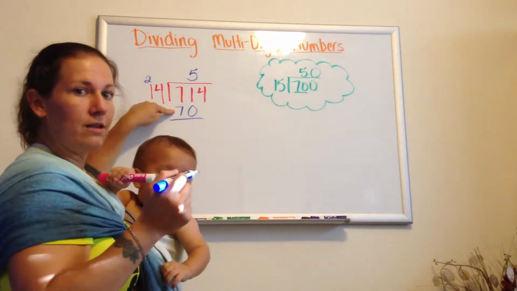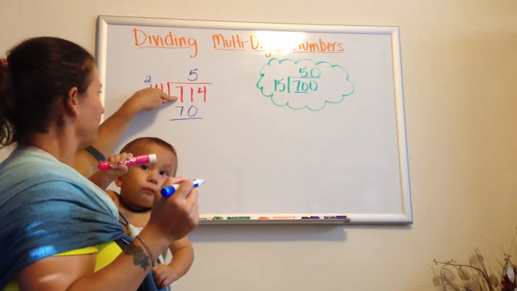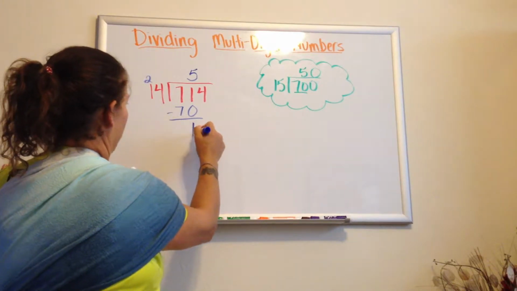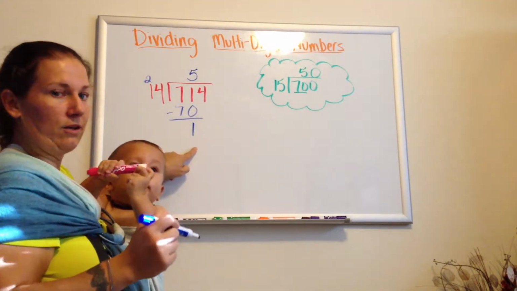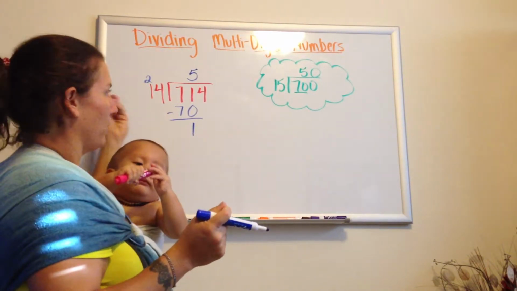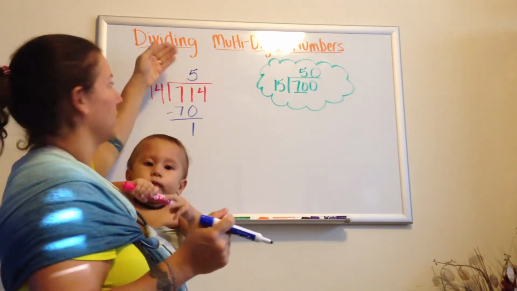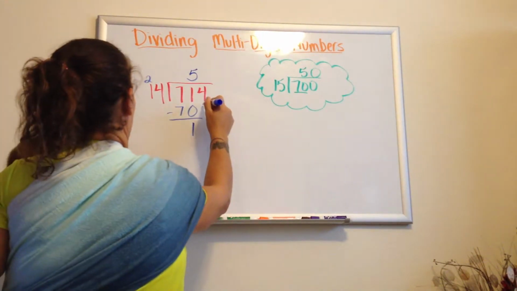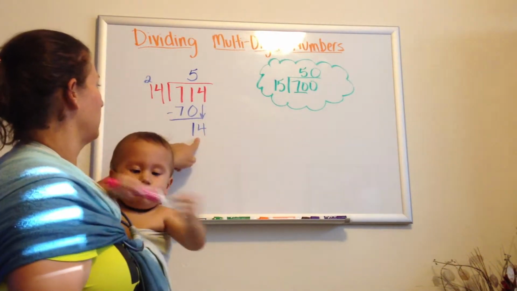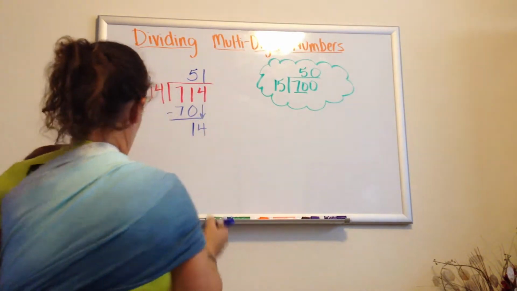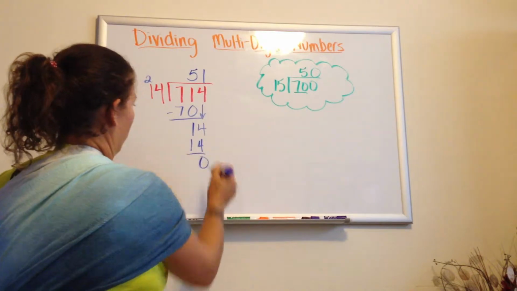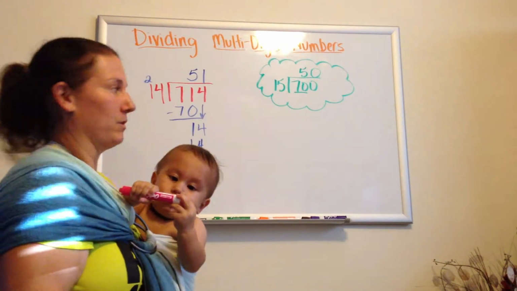I want to make certain that this number is lower than this number, and it is. Now I subtract. So 71 minus 70 is 1. I now want to make certain that this number is lower than this number so that I know that my answer, my quotient, is in the right direction. Next thing I want to do is bring down the 4. So this one's nice and easy. 14 goes into 14 exactly once. And when I multiply 1 times 14, I get 14, which means there's no remainder or there's no decimal.